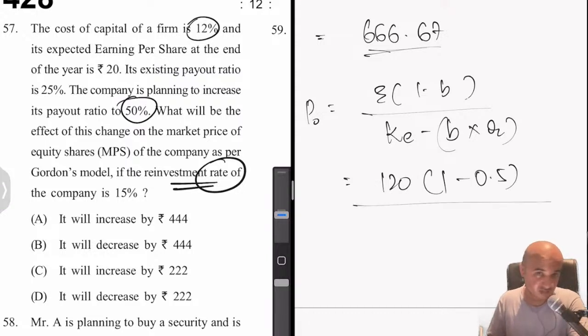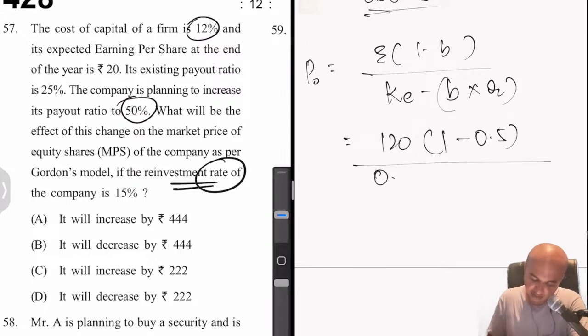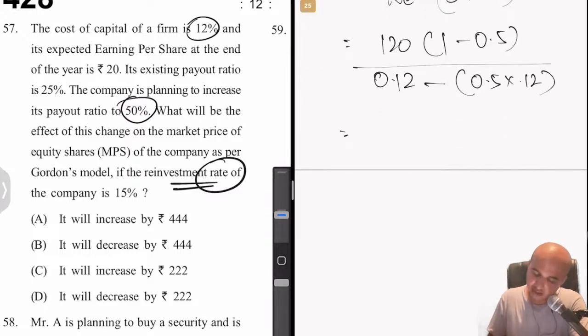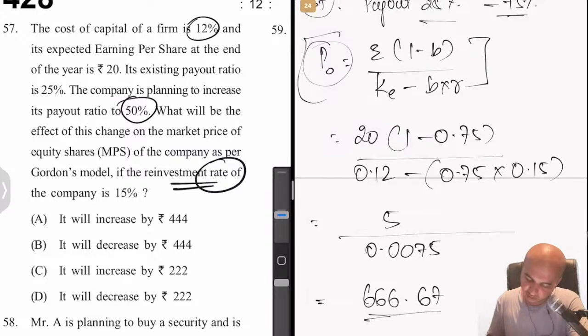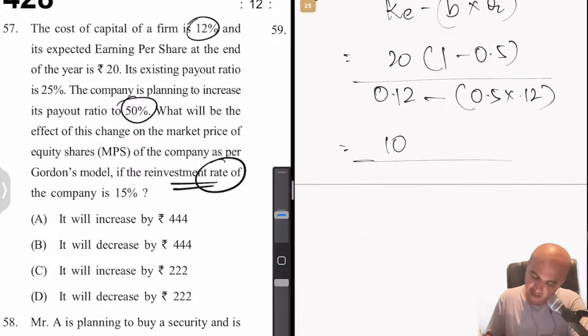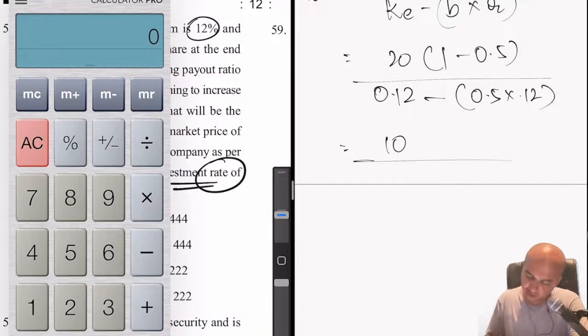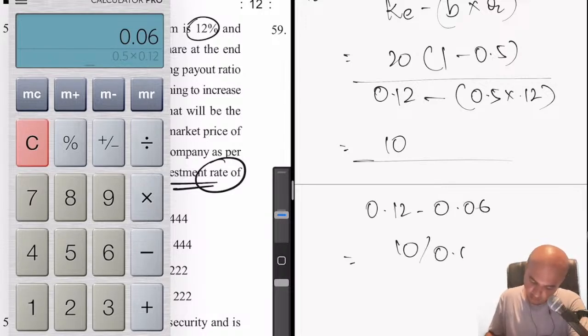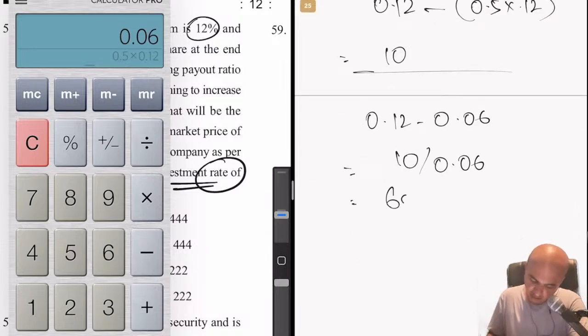Retention ratio has changed now, only 50% is retained. KE remains the same at 12%, minus b, which would be 0.5 into reinvestment 0.12. So now 120 into 0.5. Sorry, only 20. 20 into 0.5 would be 10 rupees, divided by 0.5 into 0.12, which would be 0.06. So 0.12 minus 0.06, that would be 10 divided by 0.06. So this will be 600 then.